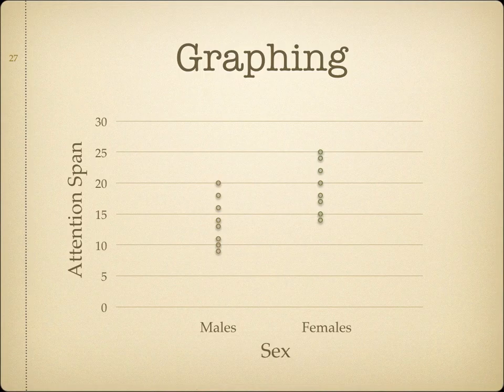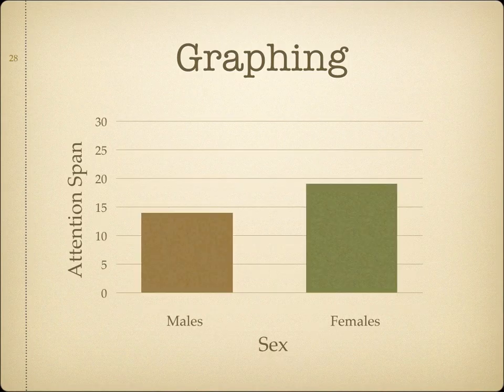We can often do a similar kind of graph that, instead of taking all the data points, simply calculates the average of the males and the average of the females, and has a couple of bars at those heights, and uses those as our graph to show the difference between males and females on attention span. Both are appropriate ways of graphing the data, and depending upon what kind of information you're trying to communicate about the data, one or the other may be preferred.